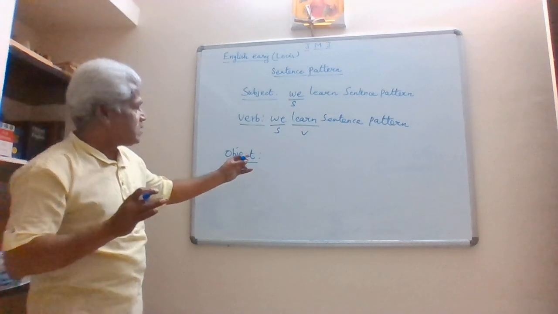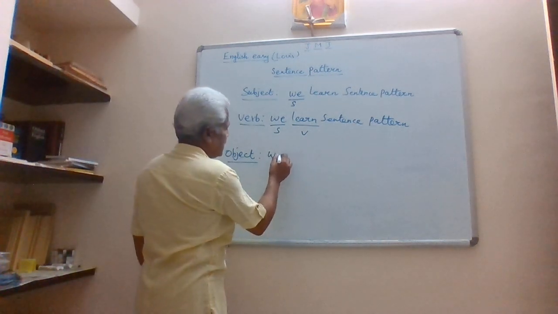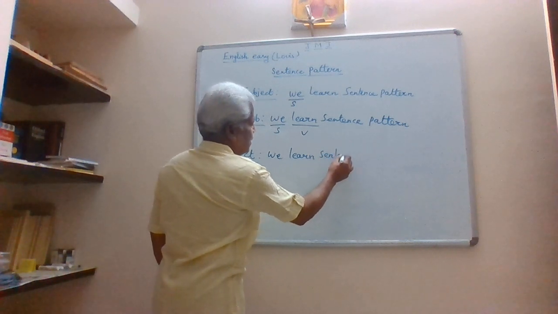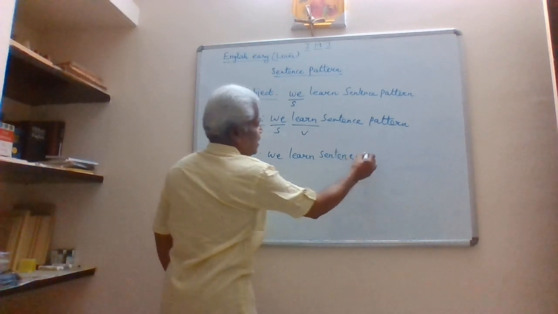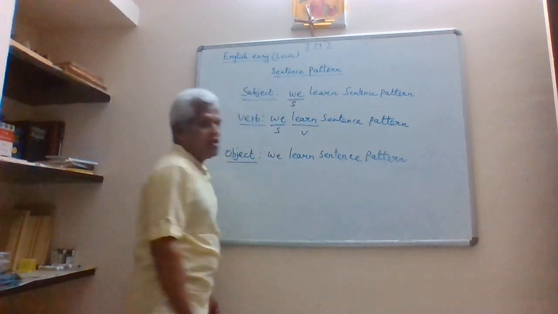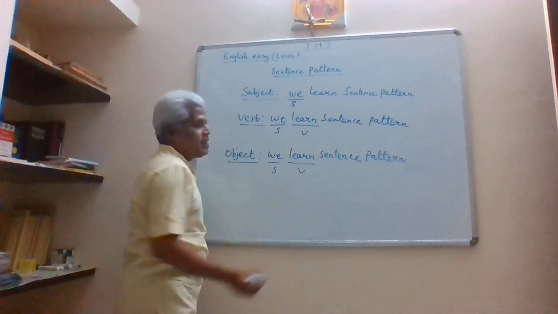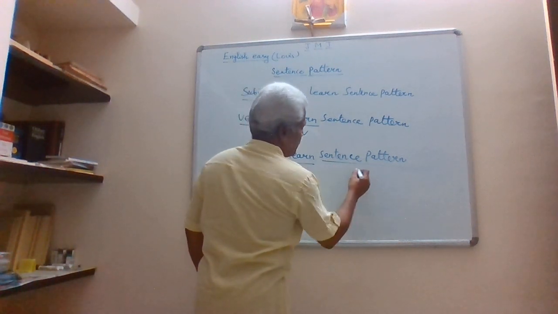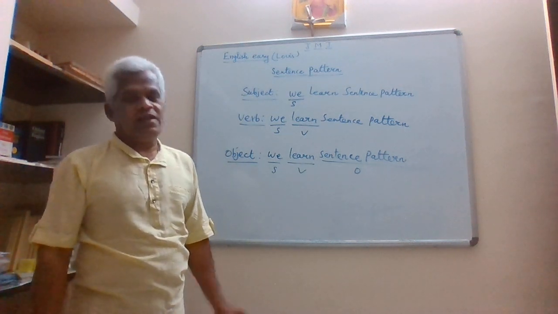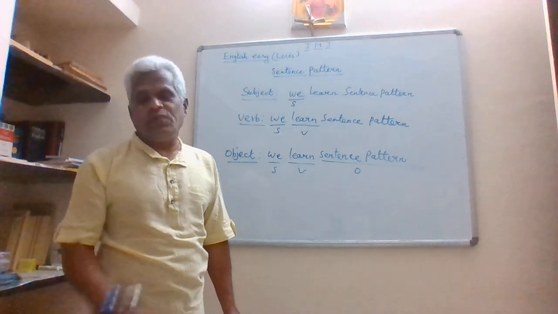So let me write the same sentence again. See, we learn sentence pattern. Now we know that we is a subject, learn is a verb, and sentence pattern is an object. Now how can we say that this particular word is an object? Very simple.